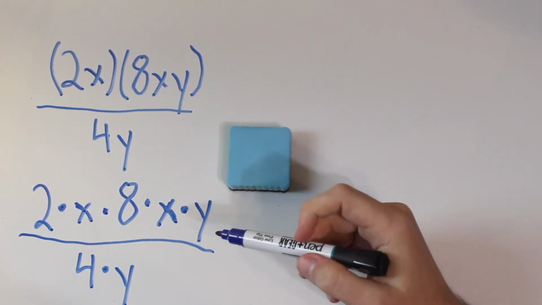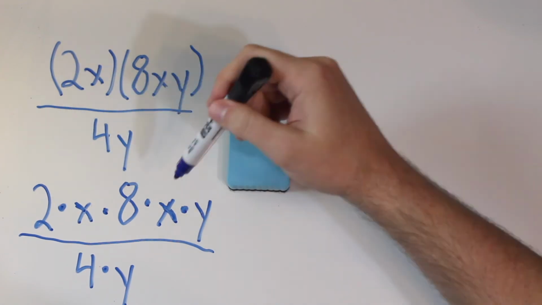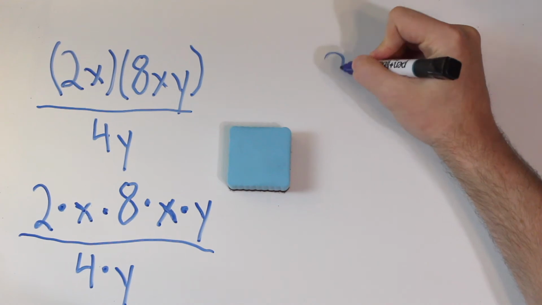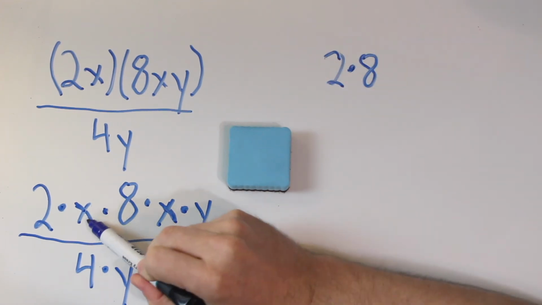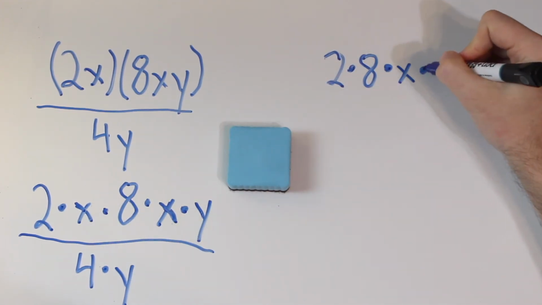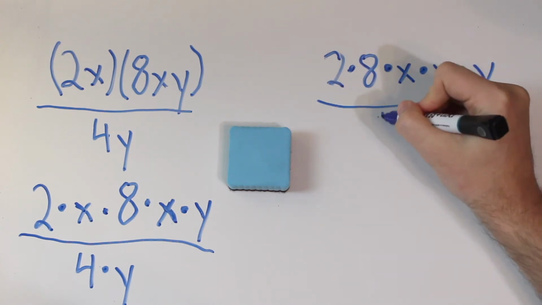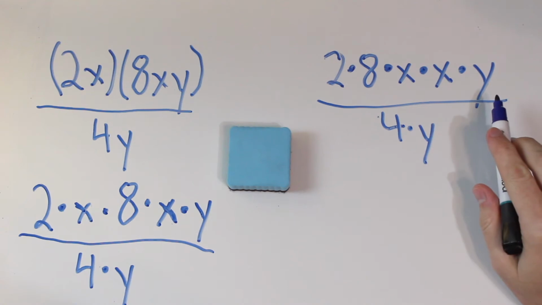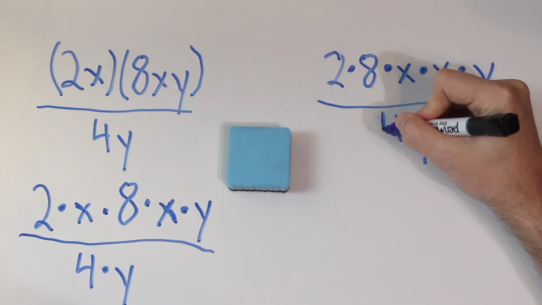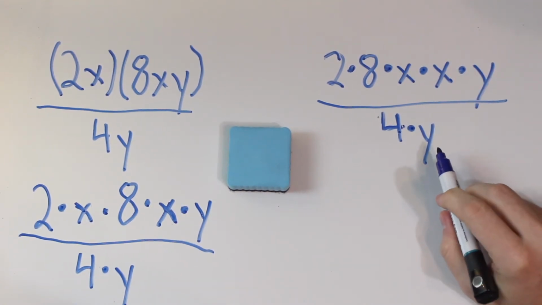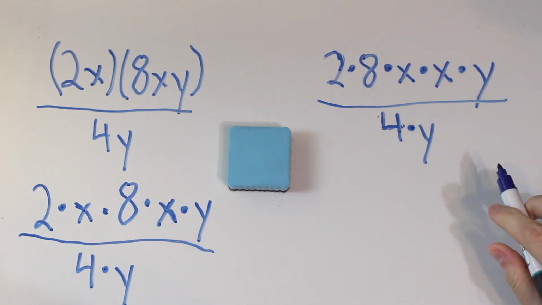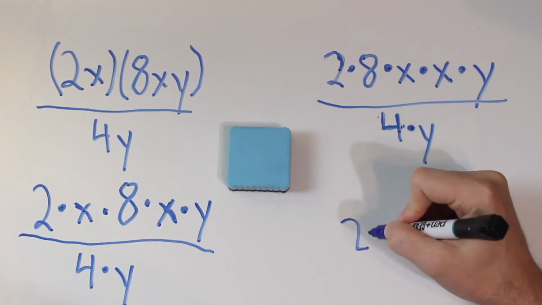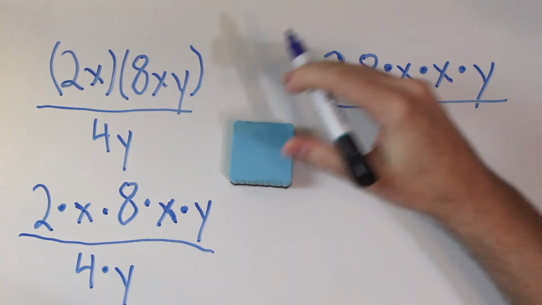Now, let's use the commutative property to do a little rearranging. Let's group the constants together up top. Let's also bring the x's next to each other. So now our problem reads 2 times 8 times x times y over 4 times y. Let's first multiply this 2 and 8 together to simplify that part. 2 times 8 is 16.